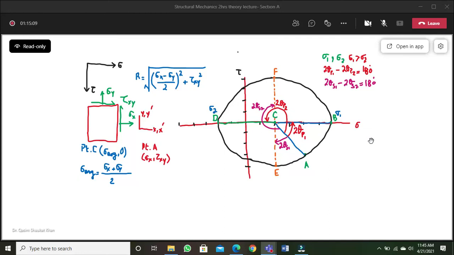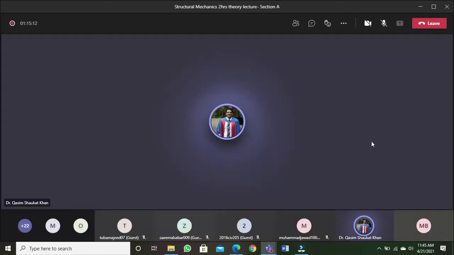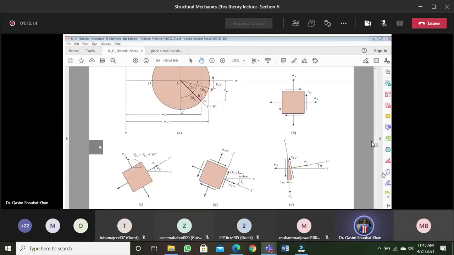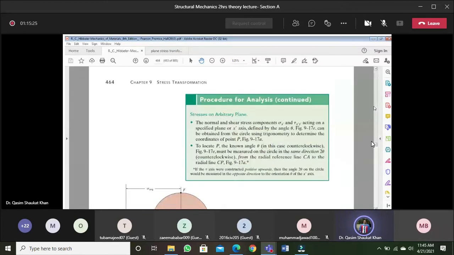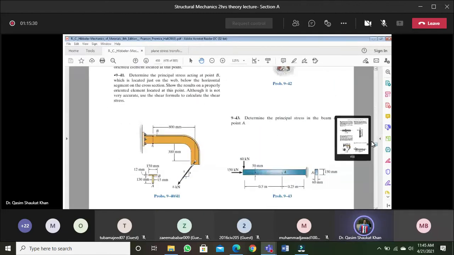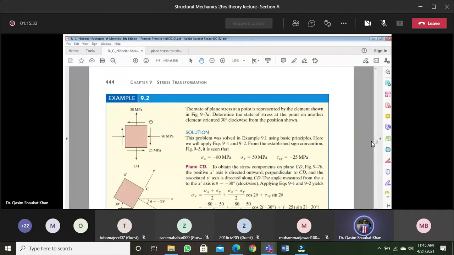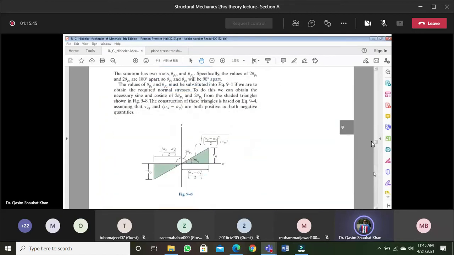Now the same question which we have earlier solved with the help of equations. This question. Just a moment. We did this question, example 9.2, where we calculated the element oriented 30 degrees. Fine. Now, not this question. It was 9.3 which we are going to repeat.